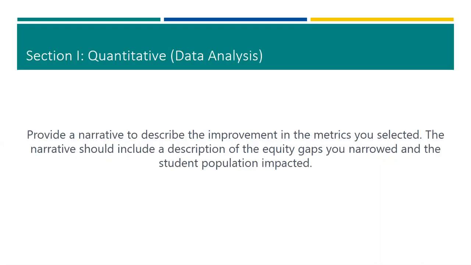Institutions must describe the improvement in the metrics selected. The narrative should include a description of the equity gap the college narrowed and the student population affected. Colleges should describe the nature, scale, and timing of the large-scale student success reforms and best practices they have implemented to improve outcomes.